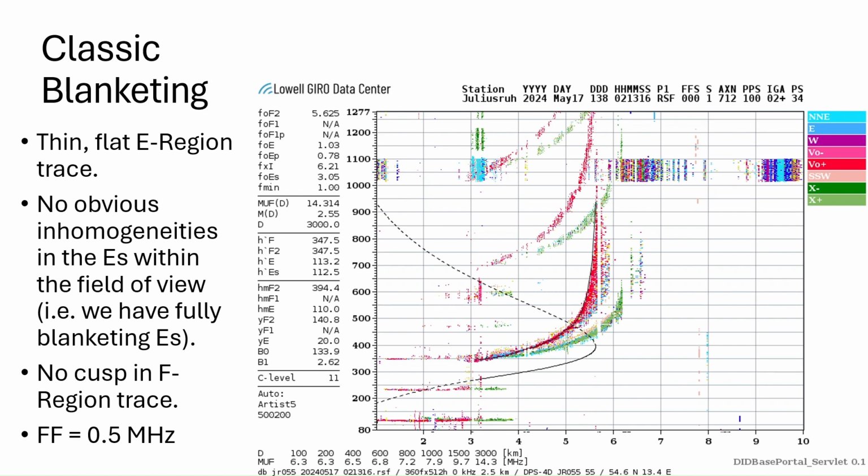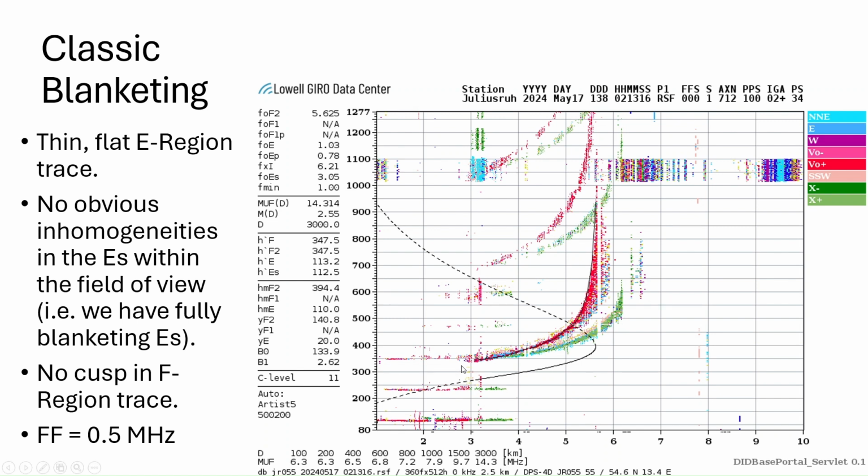So we put our h'Es and our foEs here. In this particular case, we have blanketing, so the thin metallic ion layer is dense enough and consistent enough over the entire field of view of the ionosonde that we're not able to see the F region until we propagate signals at frequencies higher than the plasma frequency of that sporadic E.